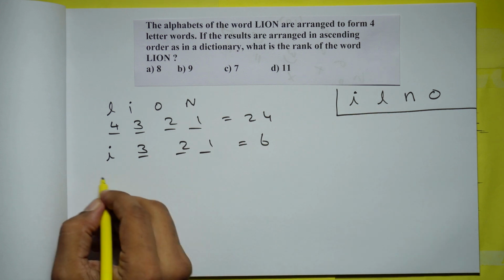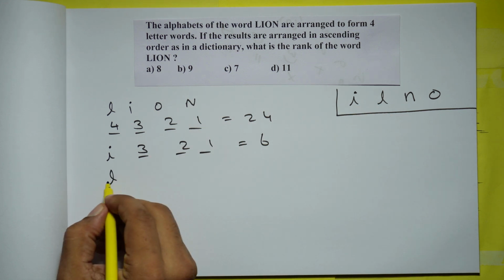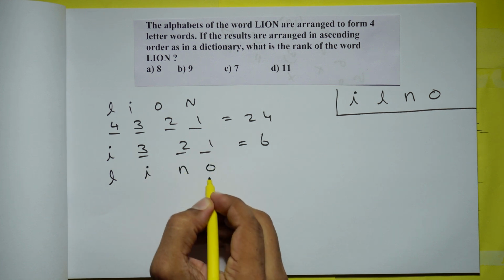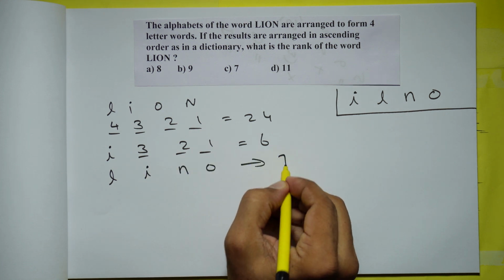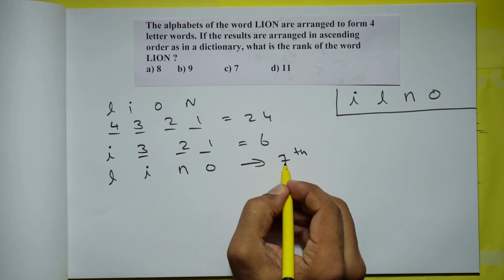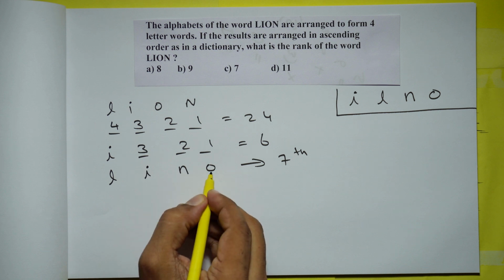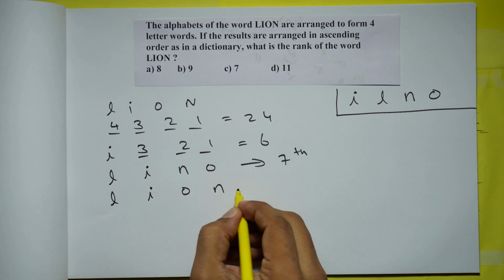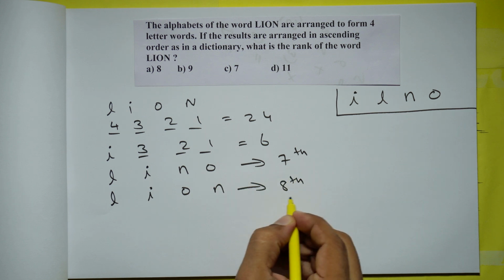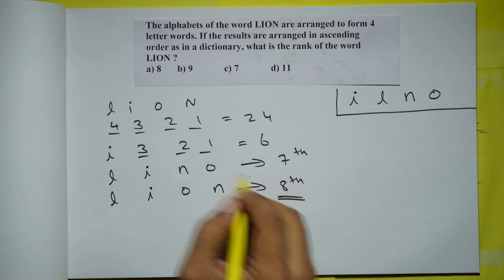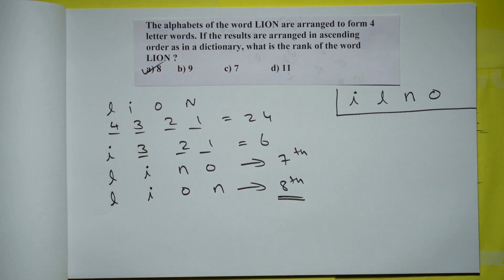Then you have words that start with L. If you fix this L here, the first one will be L, I, N and O. And this will be the 7th word. 6 words gone here, and the next word is the 7th word, and that will be LINO. And the next one will be LION, and this will be the 8th word. So the rank of the word LION is 8th. It is the 8th word. That is option A.